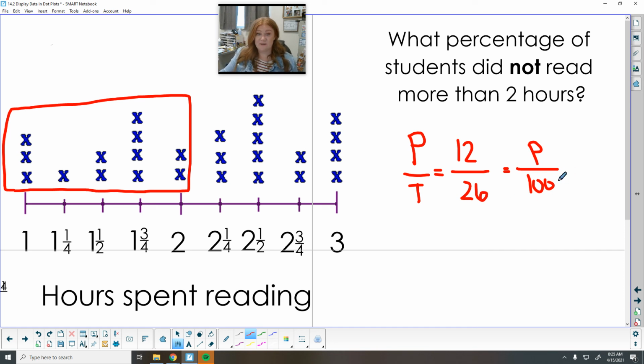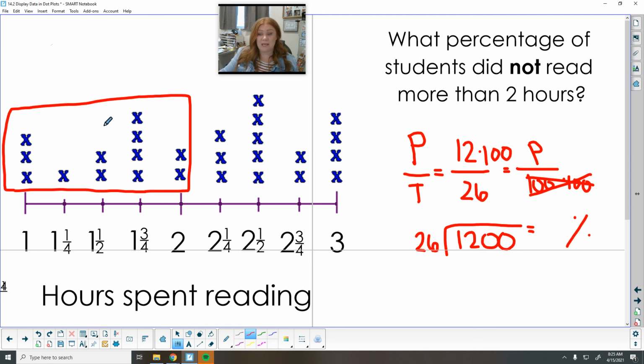The opposite of divide by 100 is to multiply by 100, which cancels that out. Then I do it over here. It's always good to show what we're doing and make sure we're keeping everything balanced. I know it's easy just to put your 100 over here, but show me what you're doing. So we've got 12 times 100 is 1200. And then we would divide that by 26 to get our percent of students that did not read more than 2 hours.